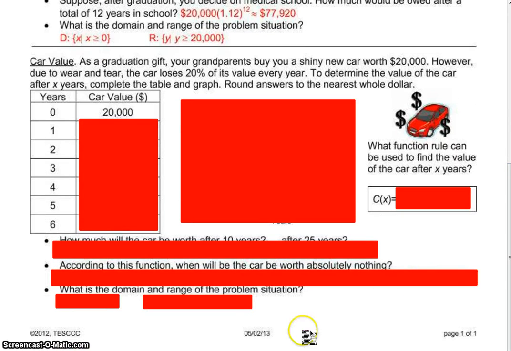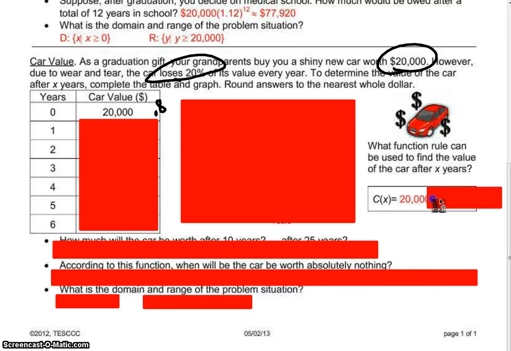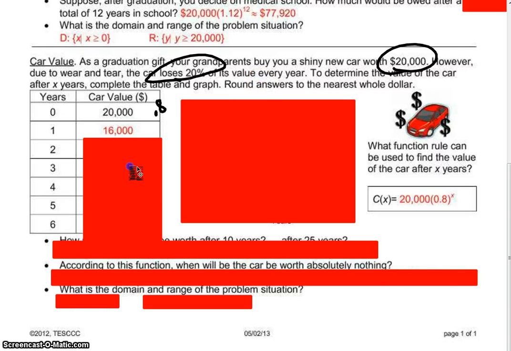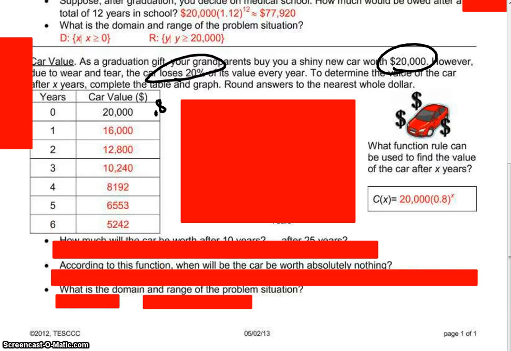So car value is similar. The starting value of your car is 20,000. It loses 20% each year. Okay, so if it loses 20%, it's going to keep 80%. So your A is 20,000 and your B is 0.8 because of 80% of the value that it keeps. So 20,000 times 0.8 is 16,000, times 0.8 is 12,800, times 0.8 is 10,240, etc.